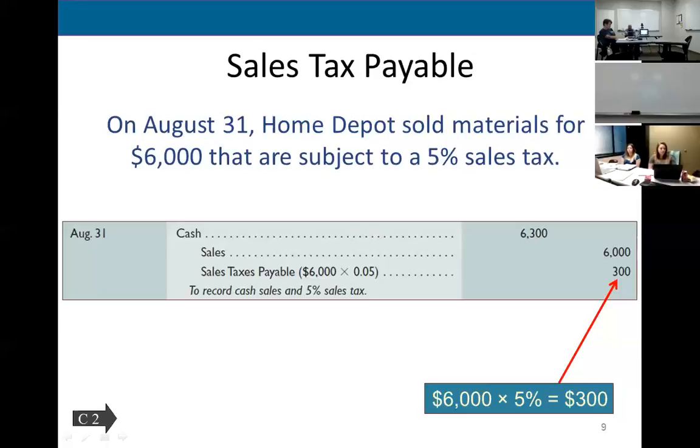I have a little side injection there. And FYI, I will say, it has no bearing on this accounting right now.